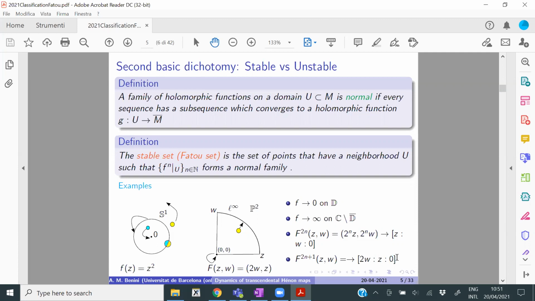So it's really a limit function which associates to the point [Z:W] the point in the line [Z:2W:0], and the odd iterates converge to a different function, the function in which the coordinates are reversed, and you even get a factor 2, okay? So this is kind of a bit weird from the one-dimensional perspective. You get two different limit functions, even in this very special linear example.